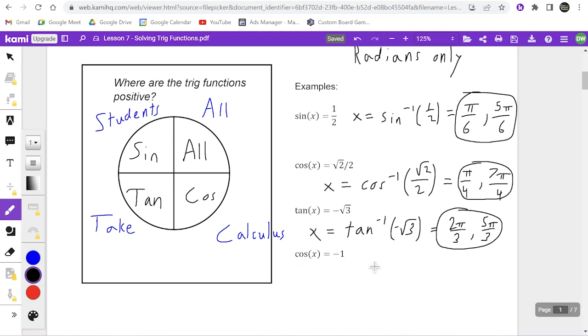Cosine x equals negative 1. Again, I take the arc cosine of both sides. Arc cosine of negative 1. Where does cosine equal negative 1? That's going to be at this point right there, and that happens to be pi. So the answer is pi, and there are no other values.